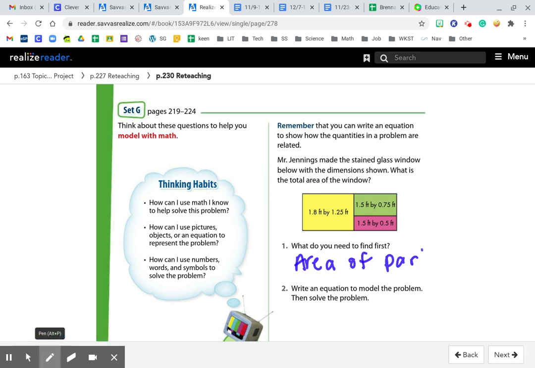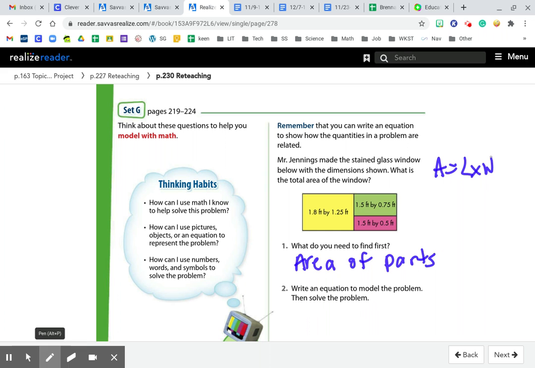And remember, area equals length times width. It's important to know the formula. So you're not finding perimeter, you're finding area, length times width. Write an equation to model the problem, then solve the problem.